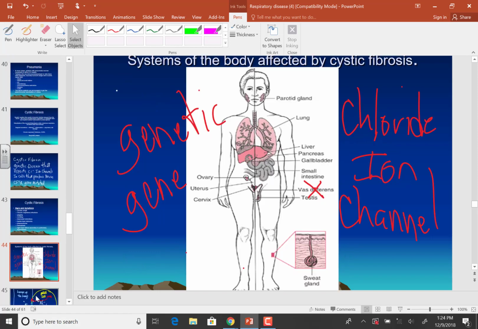First of all, any cells that secrete mucus are going to be affected by cystic fibrosis. So as we know, our respiratory tract secretes mucus, our GI tract, and our reproductive tract. Also, sweat glands are going to be affected, and that's how cystic fibrosis is actually diagnosed. I'll cover that a little bit later, but it's referred to as the sweat test.